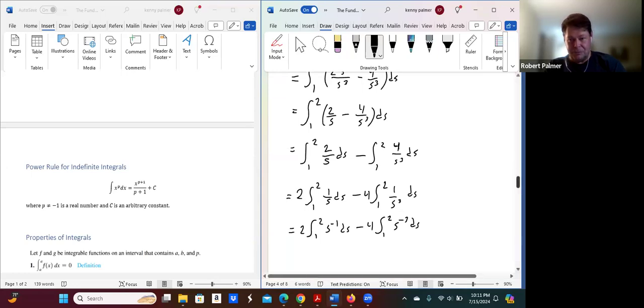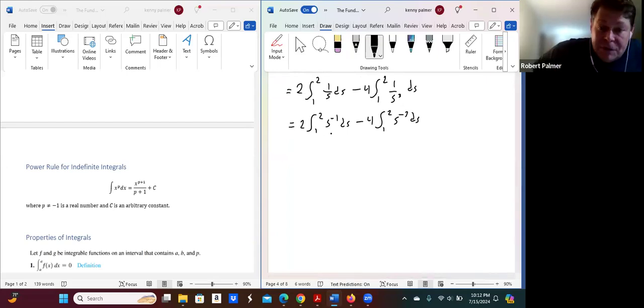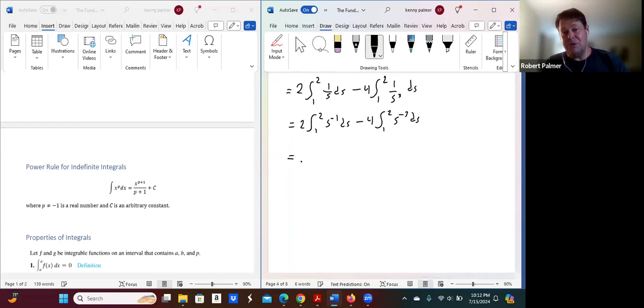Now, let's think about the power rule. If you notice this time, I can't actually use the power rule here. This one says when your power is not equal to negative 1, and it is. Now, hopefully, thinking back on your derivatives, you learned what has a derivative of 1 over s? That's actually the natural log function. So this first one is going to be 2 times the natural log of s evaluated from 1 to 2. Okay, that's the first part.